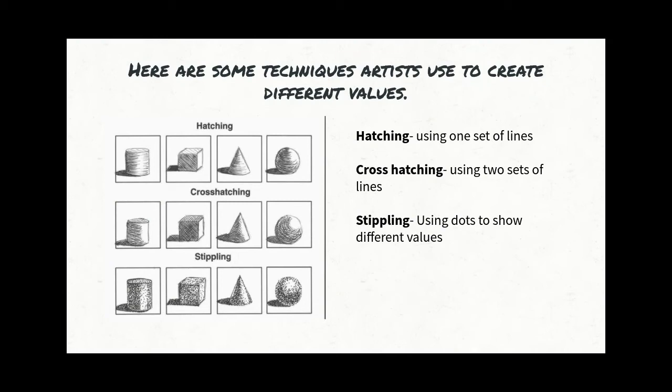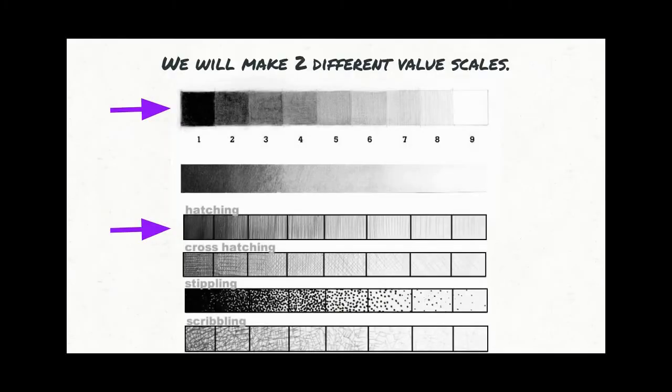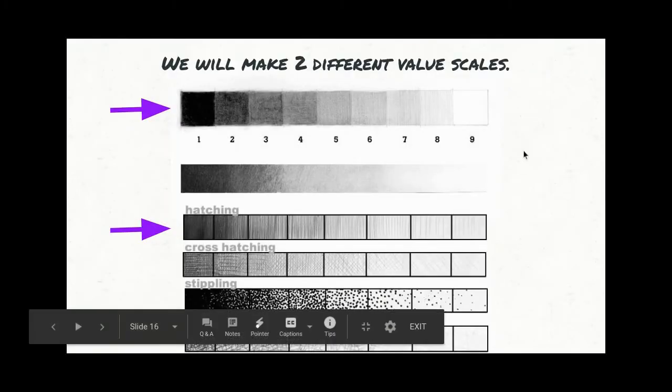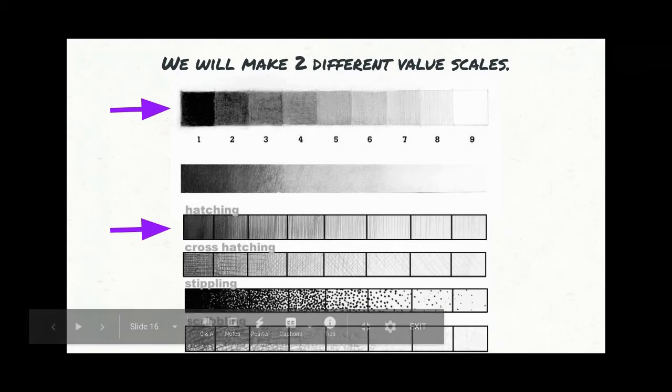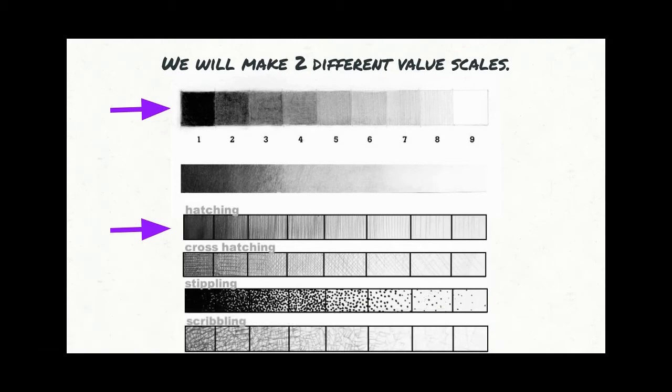So we're just going to focus on smudging and hatching. So we're going to make two different value scales, and you can do this in your sketchbook if you have one, or if you don't, then you can just do this on a scrap piece of paper. So you're going to make two different value scales. The first one, you're going to go from dark all the way to white, and you're going to smudge it. Okay, so you're going to use your finger to smudge, or you can use a paper towel to smudge.